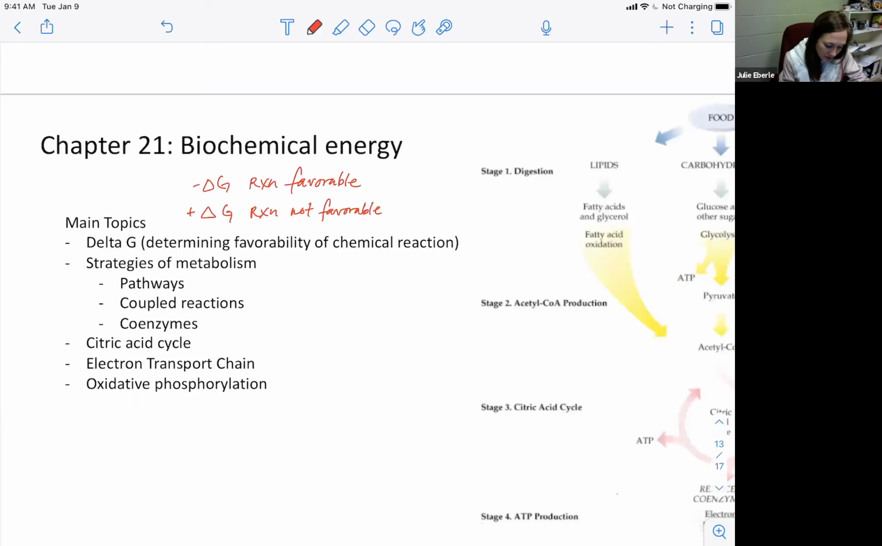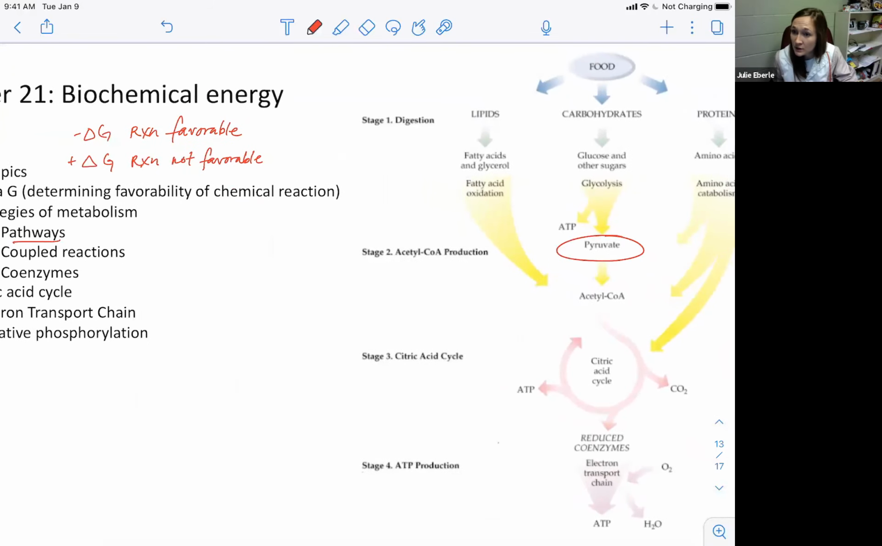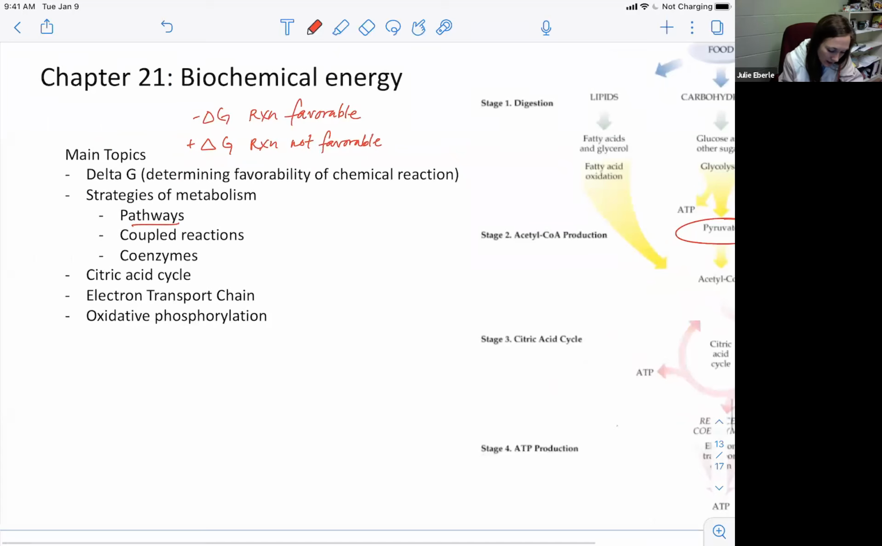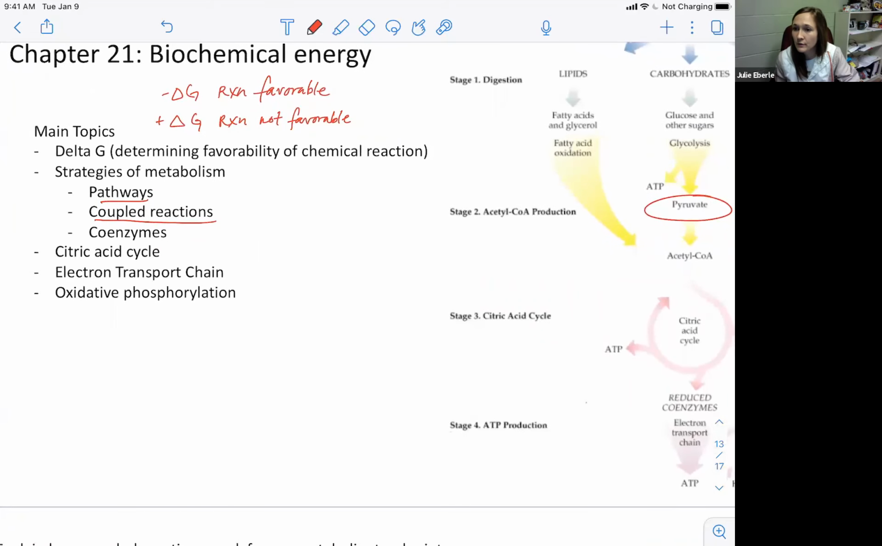Strategy of metabolism. We said pathways, the fact that things happen in pathways, meaning, for example, the product of glycolysis, pyruvate, just so happens to be the reactant for the conversion to acetyl-CoA. Acetyl-CoA is the product of that, but acetyl-CoA is the reactant for the citric acid cycle. So they all feed into each other in this way, so that nothing is wasted. So that's one strategy. And then coupled reactions, the fact that we can take exergonic reactions and use those to drive endergonic reactions. We're going to look at an example of that.